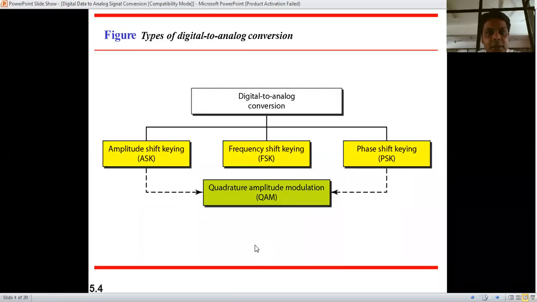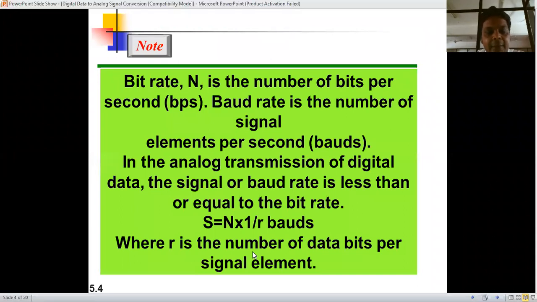As I already mentioned, there are four different types of digital to analog conversion. It can be achieved using four different techniques. One is amplitude shift keying, abbreviated as ASK. Others are frequency shift keying and phase shift keying, and the last technique is quadrature amplitude modulation. So let us have a glimpse of the fundamentals required to understand these analog signal transmission techniques.